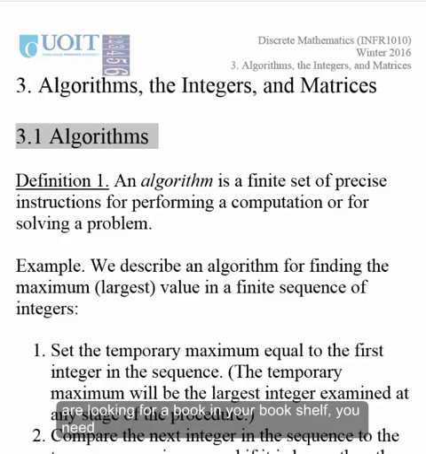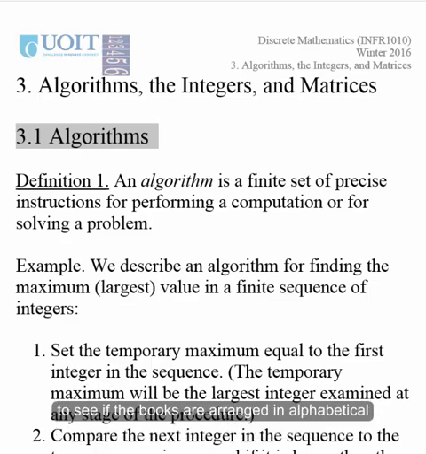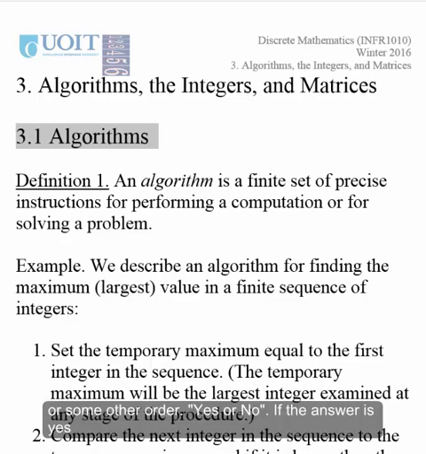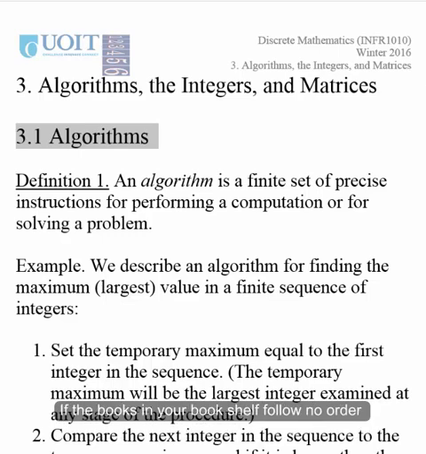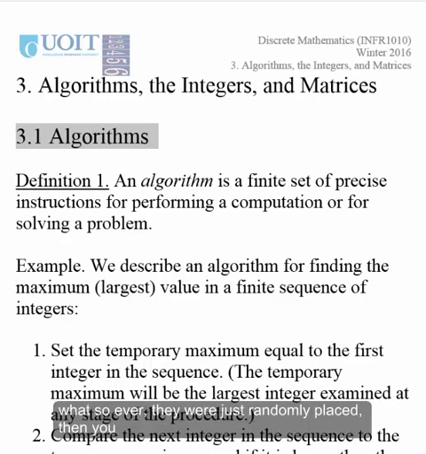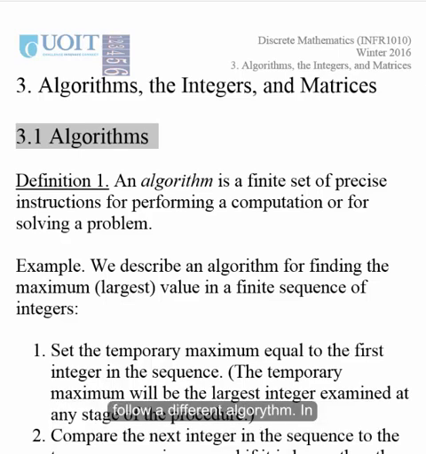Suppose that you are looking for a book in your bookshelf. You need to see, are the books arranged in alphabetical or some other order? Yes or no? If the answer is yes, then you follow a certain algorithm to find the book you're looking for. If the books in your bookshelf follow no order whatsoever, they were just randomly placed, then you follow a different algorithm.